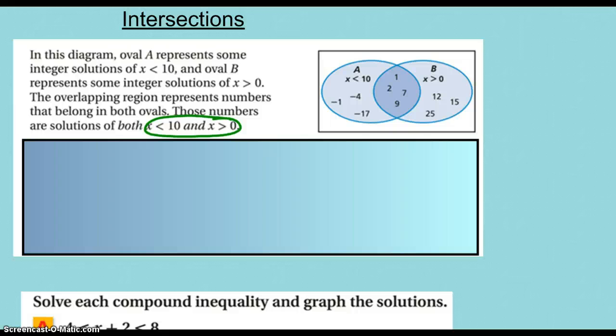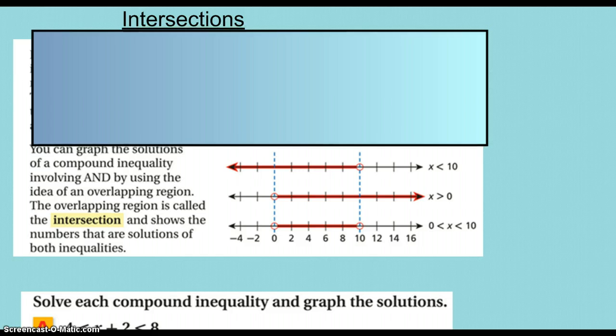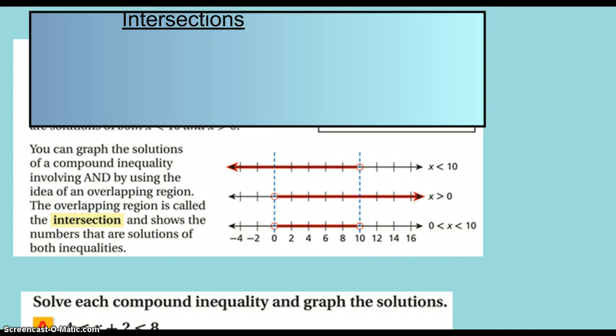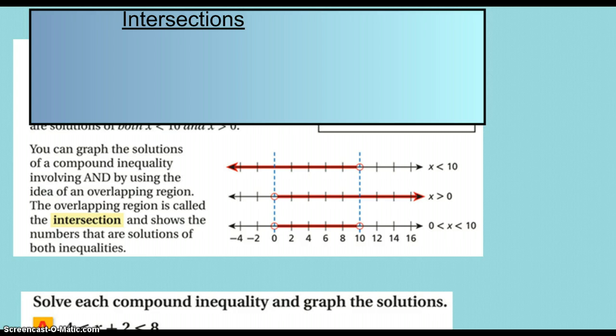So on the left side here for A, they have some numbers that are less than 10, and then for B, they've got some numbers that are greater than 0. Now some of those can overlap. 1 is less than 10 but also greater than 0. 2 is less than 10 but also greater than 0. 7, 9, all of those fit into that middle section where there's some overlap. And here's what we end up finding out. There we go. Alright, this can be graphed.